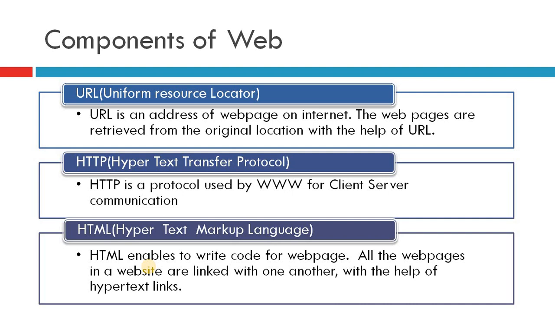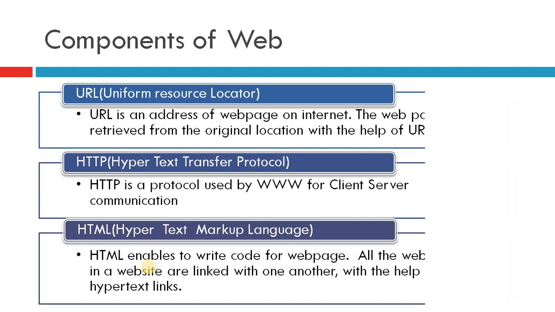Next one is HTML. HTML stands for Hypertext Markup Language. HTML enables to write code for web pages. All the web pages in a website are linked with one another with the help of hypertext links. Now, HTML is basically the language that we are going to study. It is a language so that we can create web pages. And if we join these different web pages, we will get a website. So these are the different components of the web.